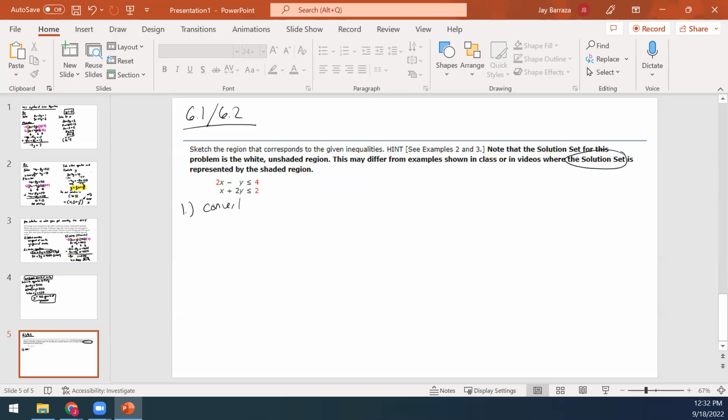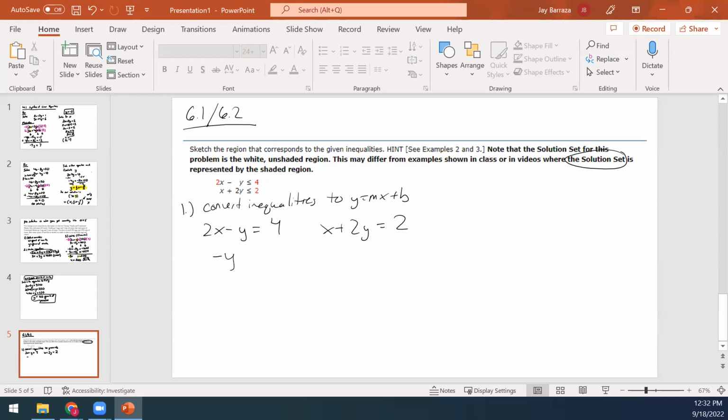convert inequalities to y equals mx plus b. So that's the first thing you want to do, right? Convert them to y equals mx plus b. So 2x minus y equals 4, x plus 2y equals 2. Okay.